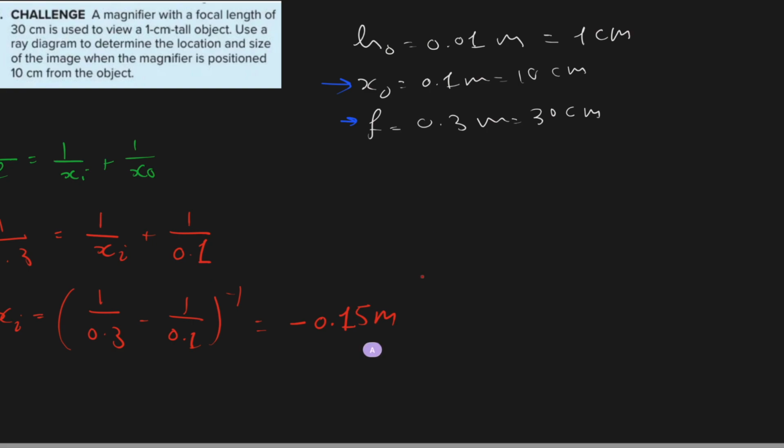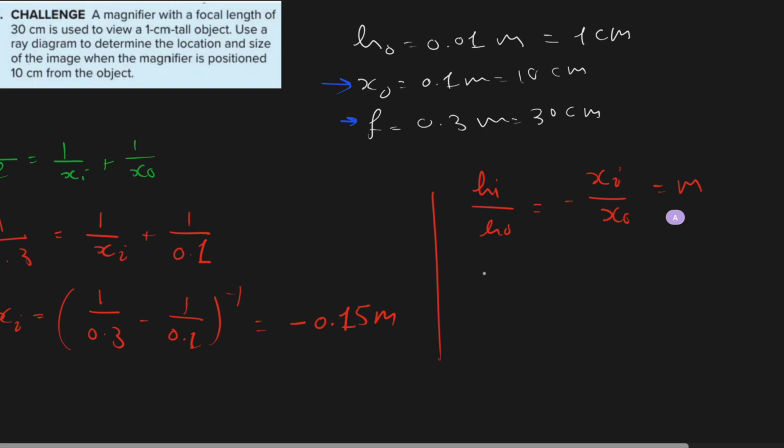Okay, let's move now to the second part, in which we want to find the height of the image. So use a ray diagram to find the location and size of the image, so basically the height of the image. So let me remind you that hi over ho is equal to negative xi over xo. This is the equation that we are going to use.